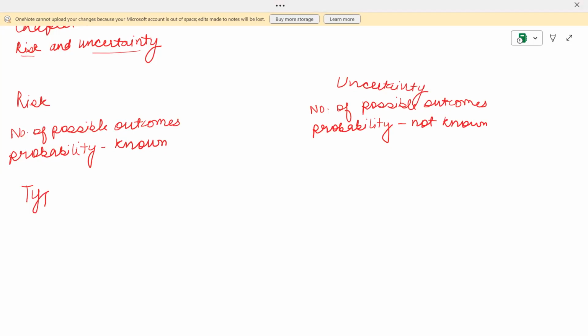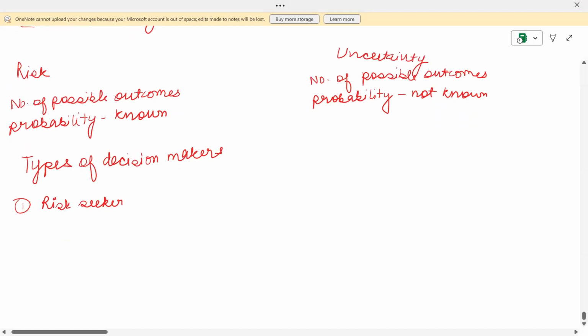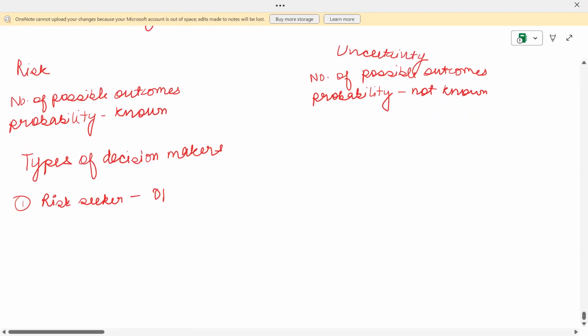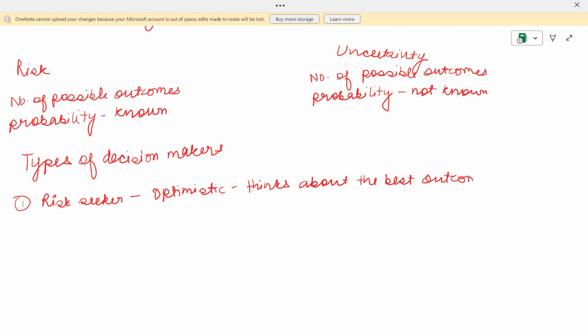Now let's talk about a few types of decision makers. Risk and uncertainty falls under the topic of decision making. So there are different types of decision makers. First of all, we talk about risk seeker. As the name suggests, risk seeker is a person who is seeking risk. He is optimistic and thinks about the best outcome. So he will think whatever is going to happen, it's going to be the best. So if you have a possibility of earning, let's suppose $100,000, the risk seeker is going to think we are going to actually earn those profits.